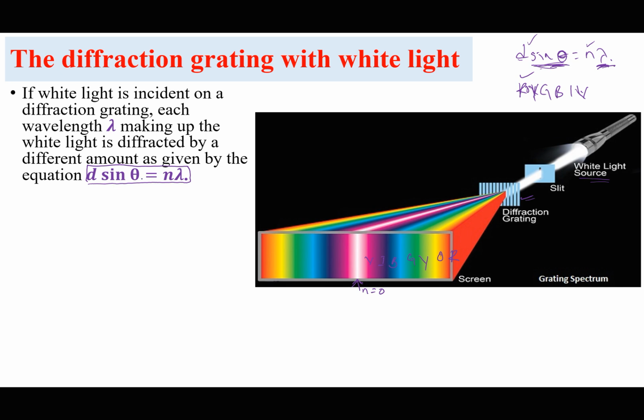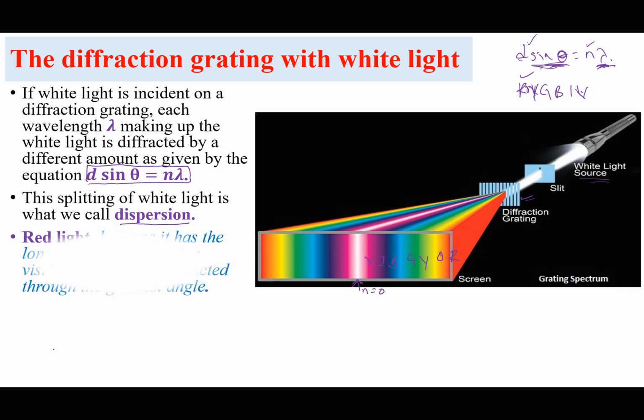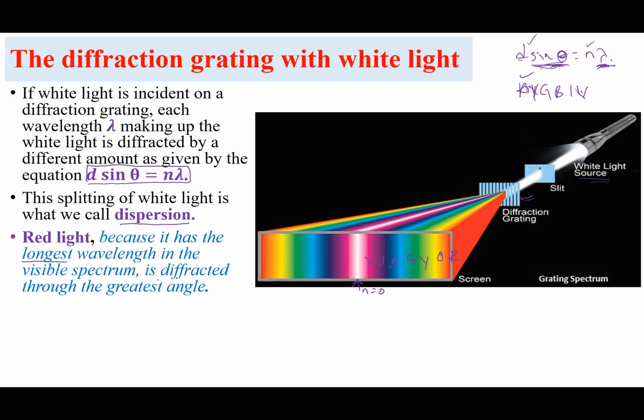Because d is the same for all the light, if n is the same, that means the angle of diffraction will depend on the wavelength. So because each color has a different wavelength, it will undergo a different angle of diffraction. Remember, this splitting of white light is what you call dispersion in IGCSE. And since we have said that red light has the longest wavelength in the visible spectrum, it is diffracted through the greatest angle. So theta is the greatest for red light.